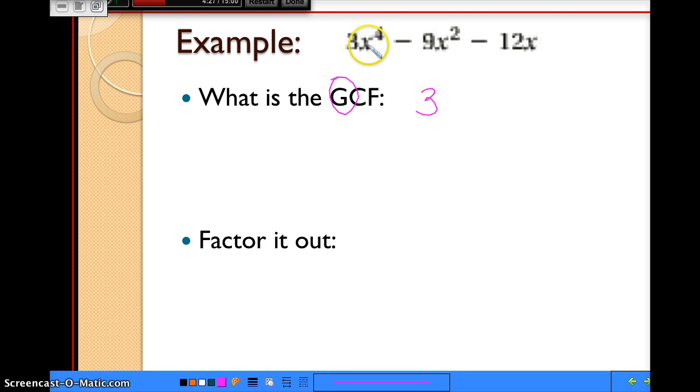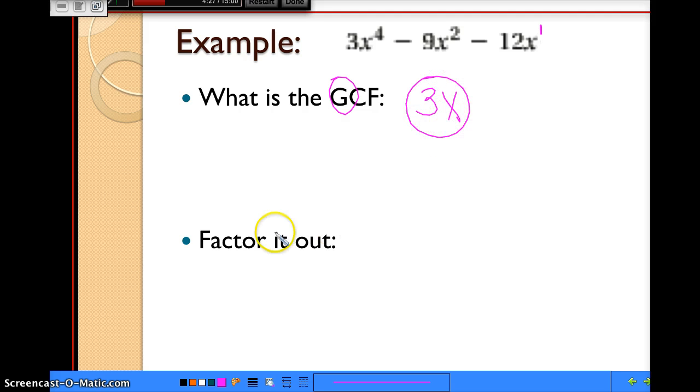The first one has 4 of them, the second one has 2 of them, and the third one only has 1. So what's the most number of x's you can take out of all of them? I can take out up to 4 here, up to 2 here, and only 1 here. So if they're asking you to take the most out of all of them, the most you can take out would be 1, because the last term only has 1 to offer. Okay, so therefore the GCF is equal to 3x.